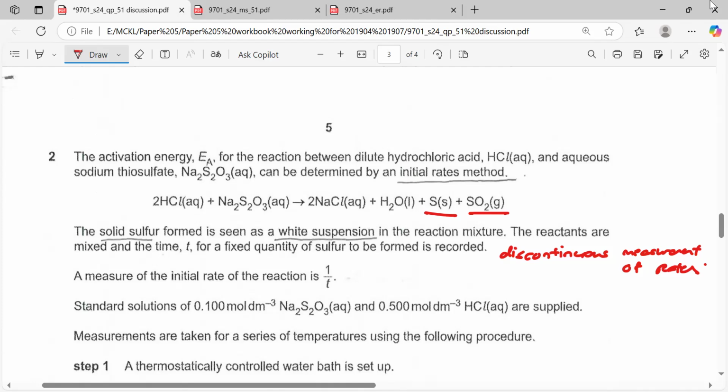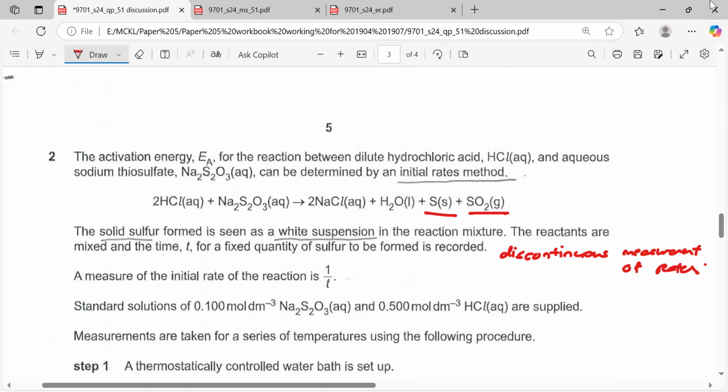So every 30 seconds, you want to check the temperature reading. It can also be every 30 seconds you check the pH reading, or every 30 seconds you check the electrical reading. That is called continuous. The discontinuous type is like this experiment where you record the time for a fixed quantity of sulfur to be formed.